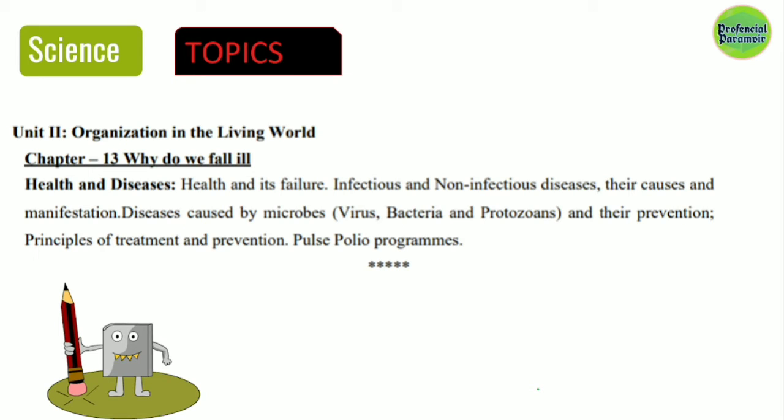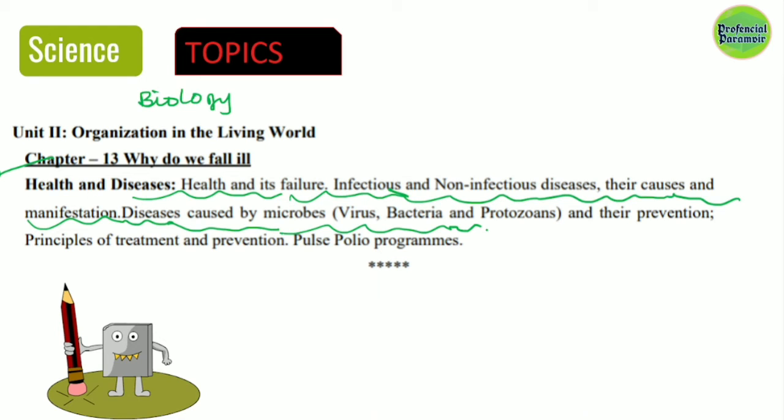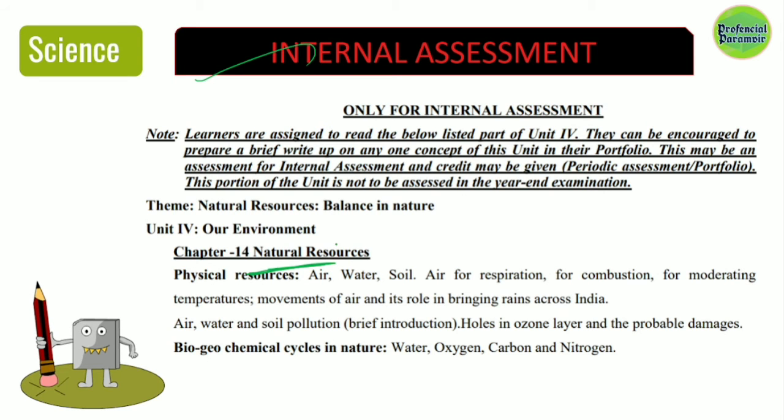And from unit 2, from biology, we have Why Do We Fall Ill: health and diseases, health and its failure, infectious and non-infectious diseases, their causes and manifestation, diseases caused by microbes, virus, bacteria and protozoans, and their prevention, principles of treatment and prevention, pulse polio programs. For internal assessment, we have the chapter Natural Resources.